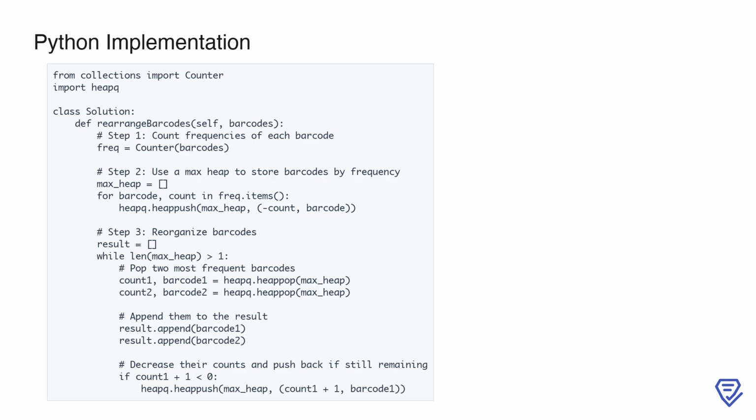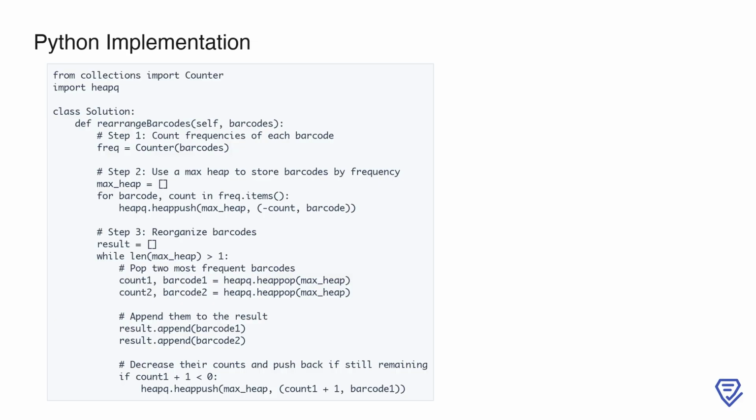Now, we initialize an empty list called result to store the reorganized barcodes. The goal is to ensure no two adjacent barcodes are the same, so we continuously pop two barcodes with the highest frequencies from the heap. These are stored as count1 and count2 along with their respective barcodes. Both barcodes are appended to the result list, as they are the two most frequent and can be placed next to each other.